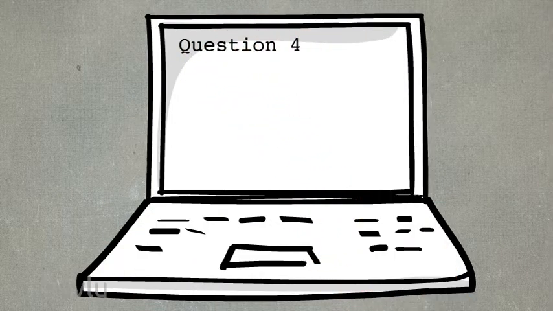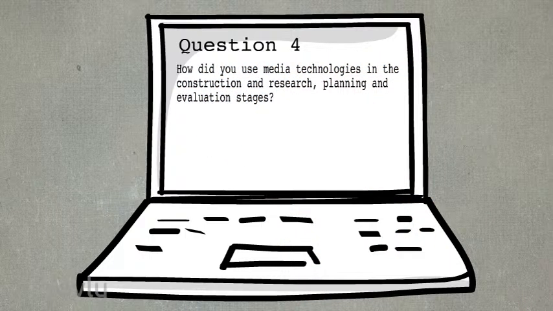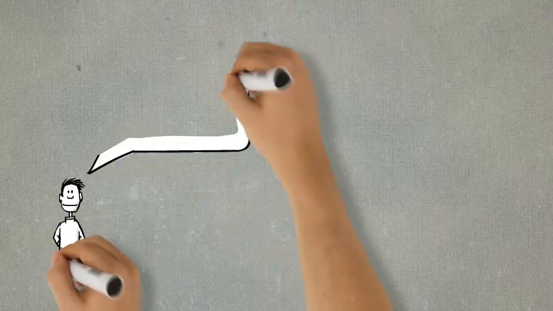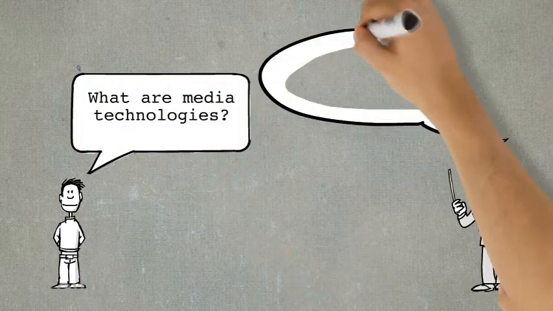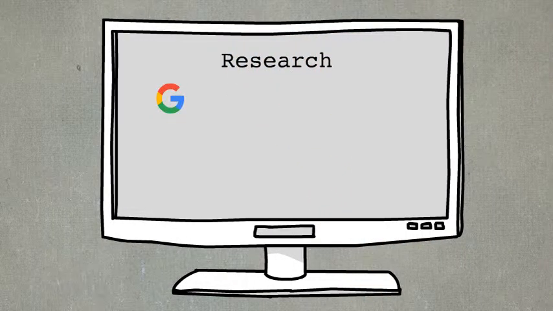Question 4. How did you use media technologies in the construction and research, planning and evaluation stages? What are media technologies? Media technologies are any type of application used to transfer information digitally. During the research section of our coursework, we used search engine Google to carry out all of our research, as it allowed us to reach the best websites in order to carry out the most thorough research. We also used Google to source images which we could put onto the blog.